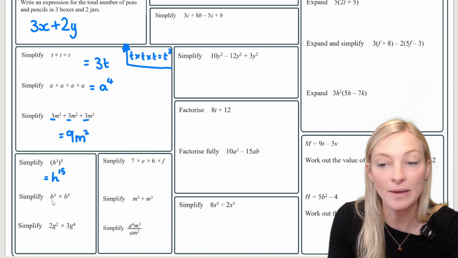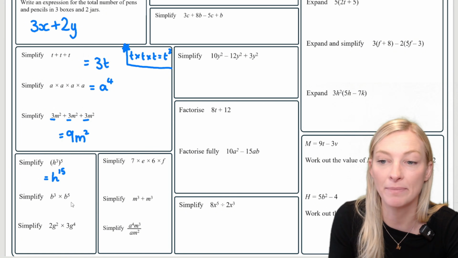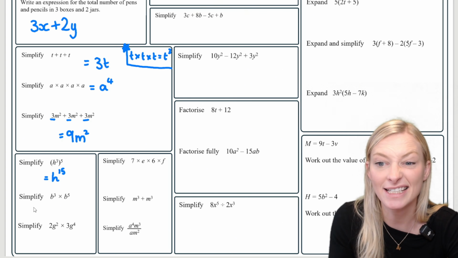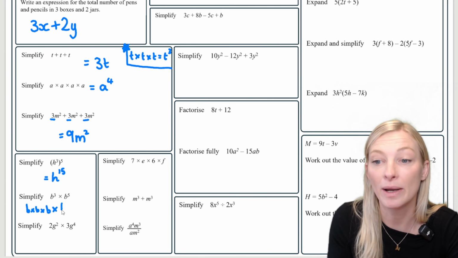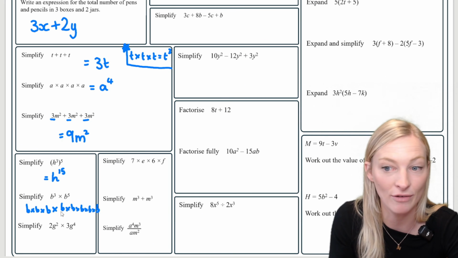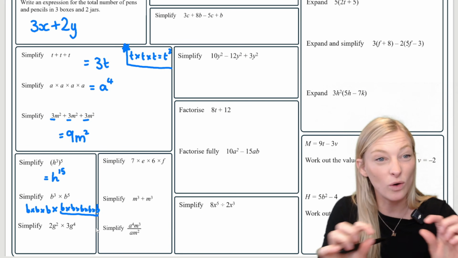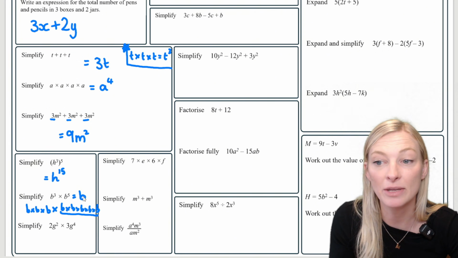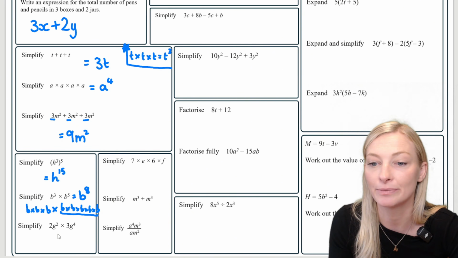For the second one, b cubed multiplied by b to the power of 5. When we multiply, we add the powers. This is saying b times b times b, that's b cubed, and I'm multiplying it by b times b times b times b times b. That's b to the power of 5 there. And if I multiply all of that together, in total, we are doing b to the power of 8. So when we multiply like that, we can add the powers.